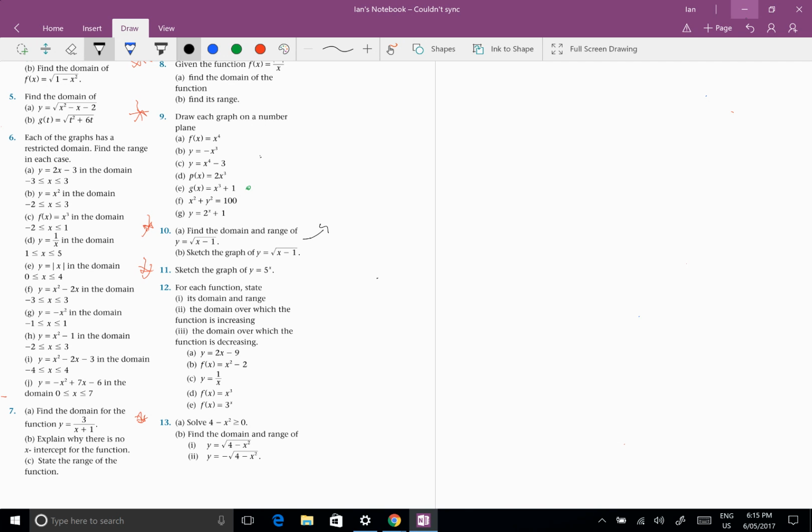First of all, x minus 1 must be greater than or equal to 0 because it's the square root. So x must be greater than or equal to 1. And whatever comes out of that square root will always be positive. So y will always be greater than or equal to 0. But let's have a look at the function. We've got y equals the square root of x minus 1.